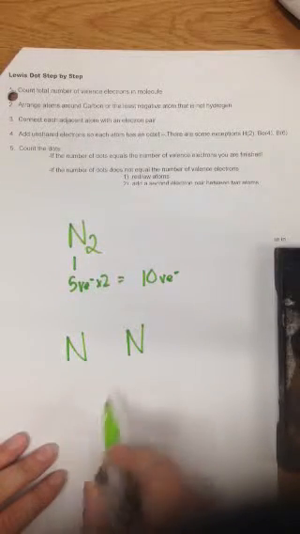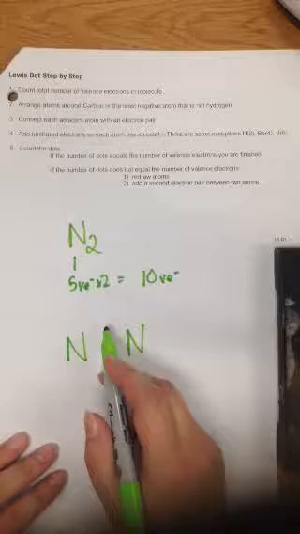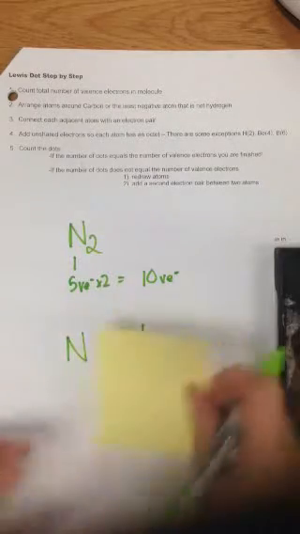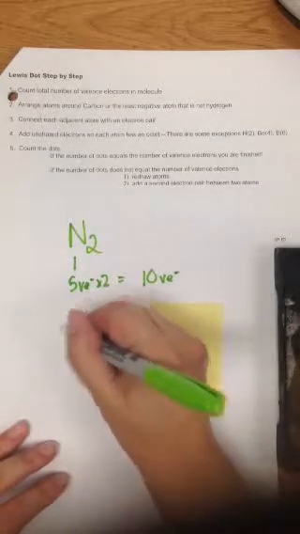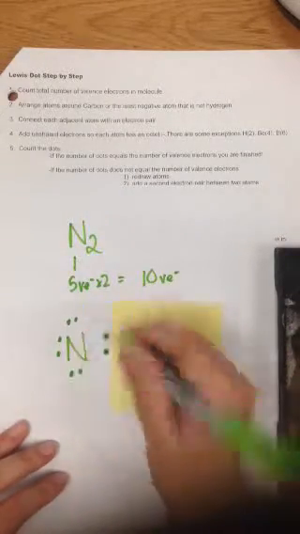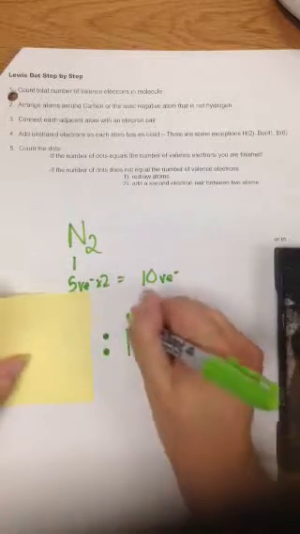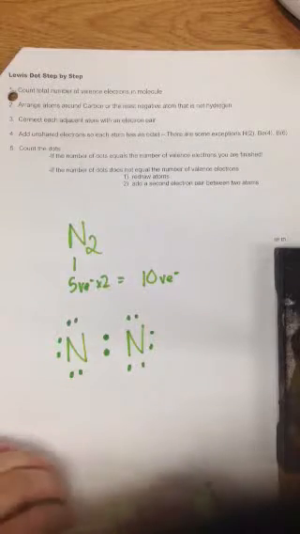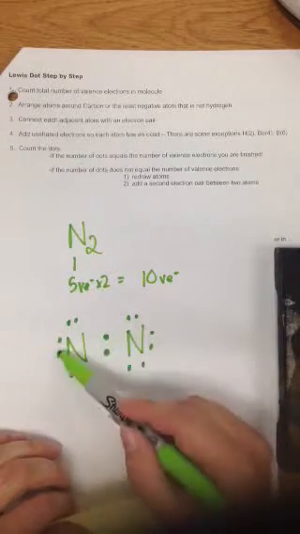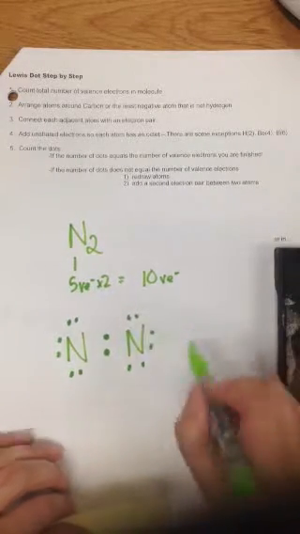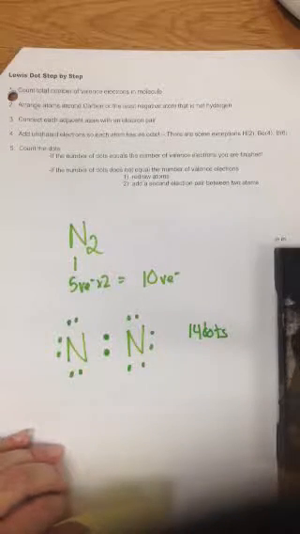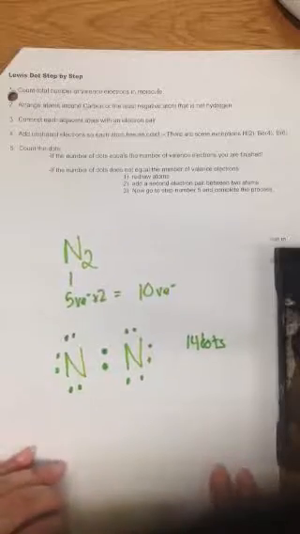Cool, okay? Now, the first thing I'm going to do is connect each with an electron pair. So I have my pair. Awesome. And then it says add unshared electrons so each one has an octet because that's the goal. And nitrogen doesn't have any exceptions. It just wants 8. So now they both have 8. We're good to go. Cool. Now let's see here. 2, 4, 6, 8, 10, 12, 14. 14 dots. Ladies and gentlemen, 14 dots is not cool. We've got to do something about that.